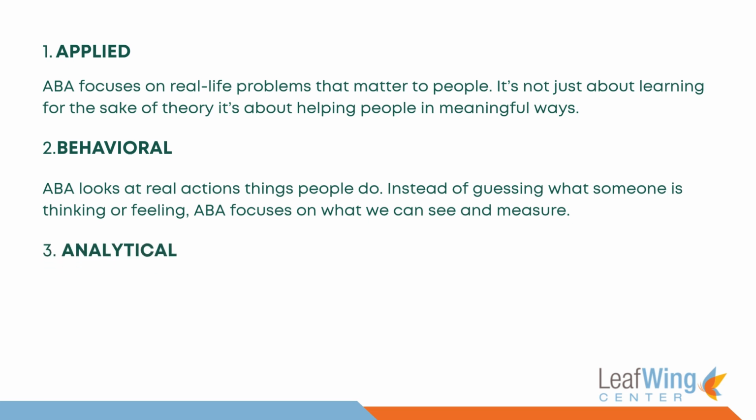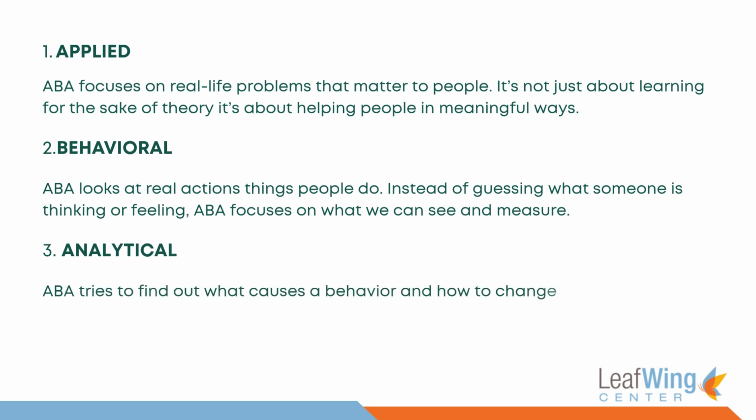Third, analytical. ABA tries to find out what causes a behavior and how to change it. For example, if a child stops a behavior after a reward is taken away, that tells us something important. It shows how changes in the environment, like praise or instructions, affect the child's actions. This helps teachers and therapists know what works and what doesn't.